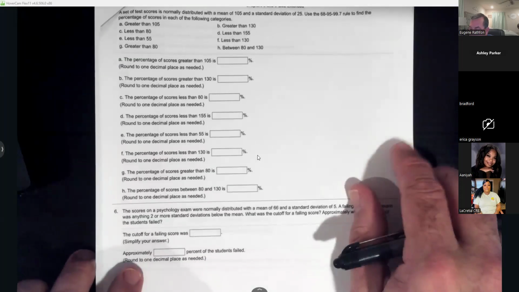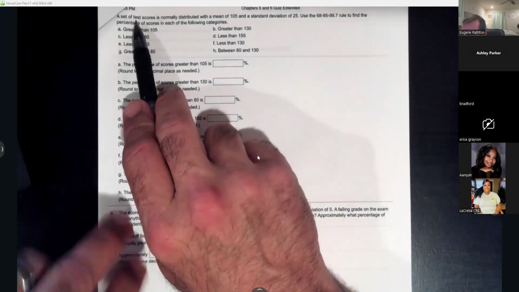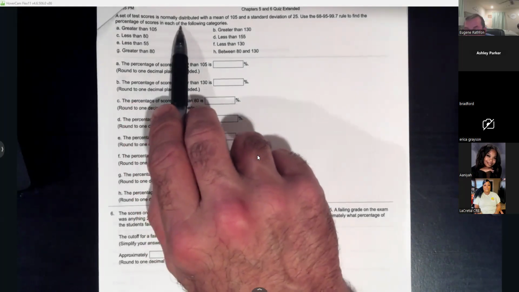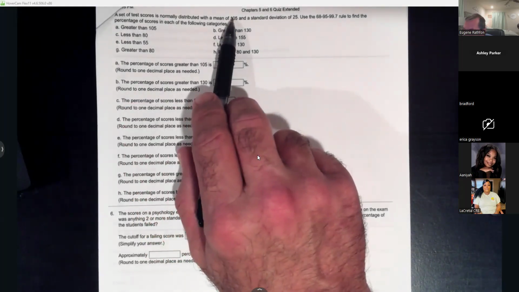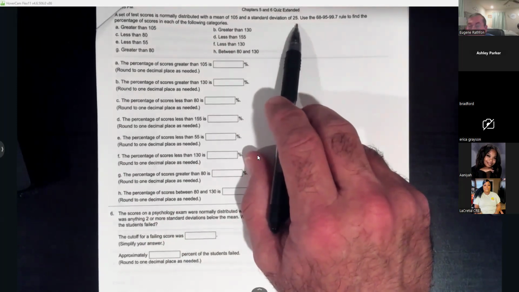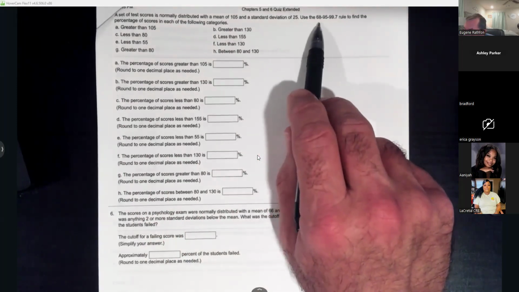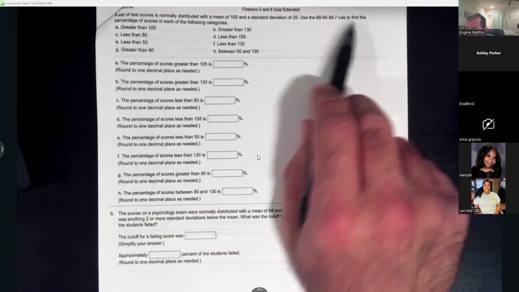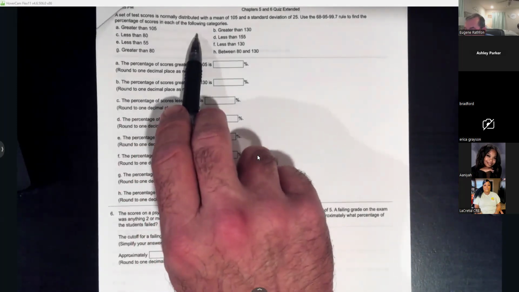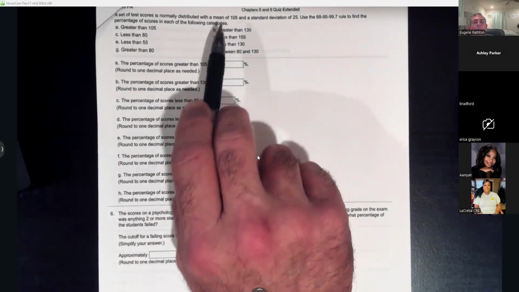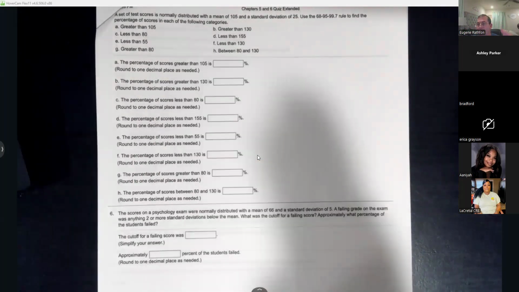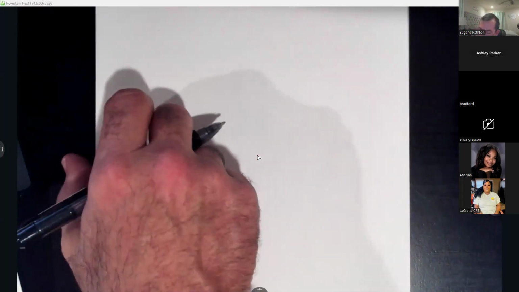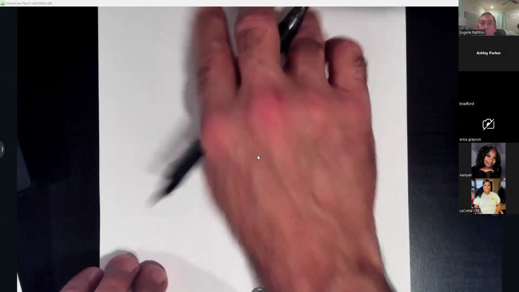All right, y'all, let's see what 5 has. So a set of test scores is normally distributed with a mean of 105 and a standard deviation of 25. They want us to use the 68, 95, 99.7 rule to find the percentage of scores in each of the following categories. So y'all, let's draw. This is going to be the bell curve that had those percents on it. So let me draw this bell curve real quick. And then we'll put our data on it.